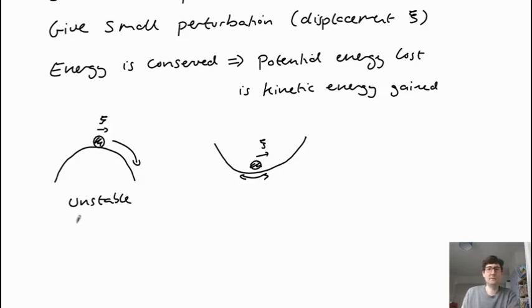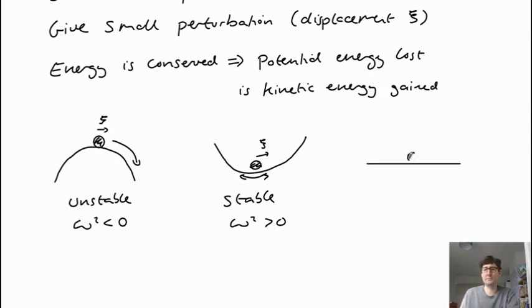So in ideal MHD, we expect omega squared is less than 0, so omega is imaginary. In the valley case, we'll get an oscillating solution, and this is stable, and omega squared is greater than 0, so omega is real. The case in between the two is called marginal. This is kind of like you have a flat surface. You make some displacement here. And this is the boundary between stable and unstable. This is marginal stability, and this is where omega squared is 0 in ideal MHD.